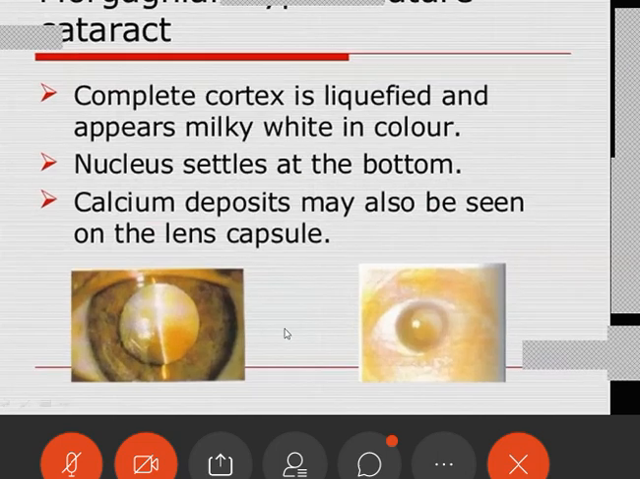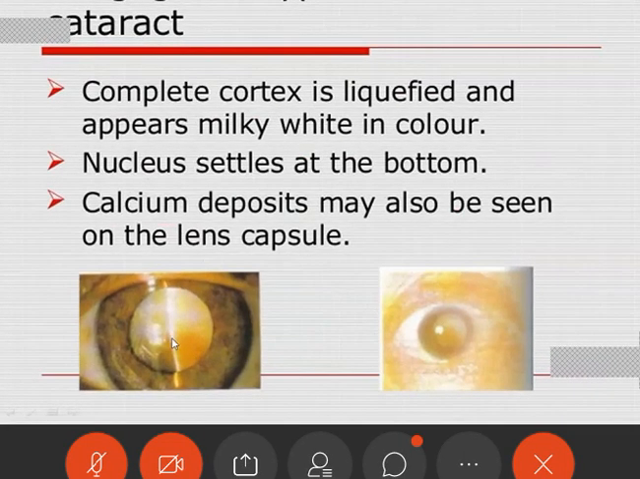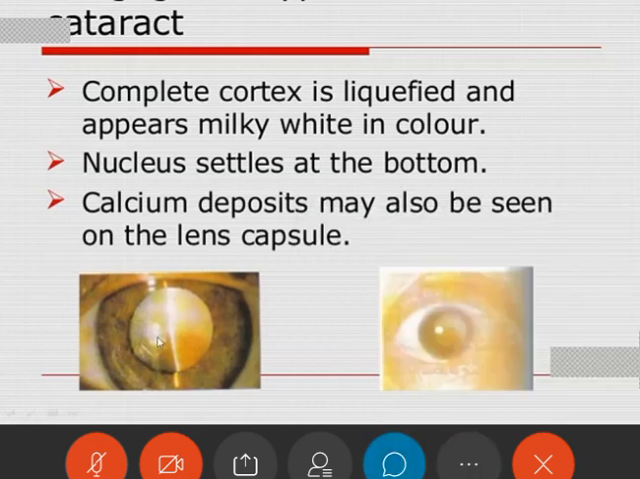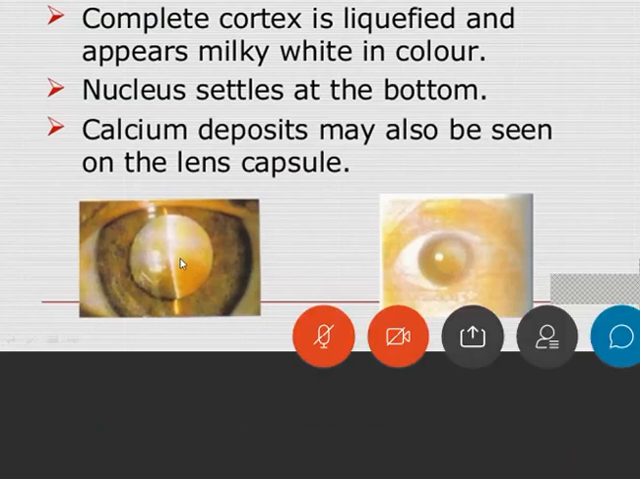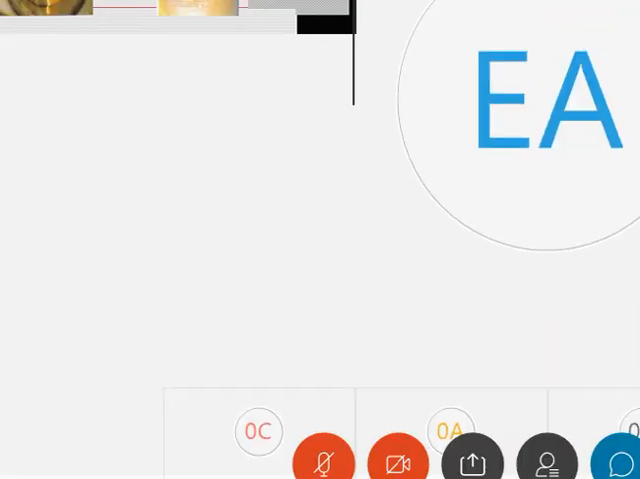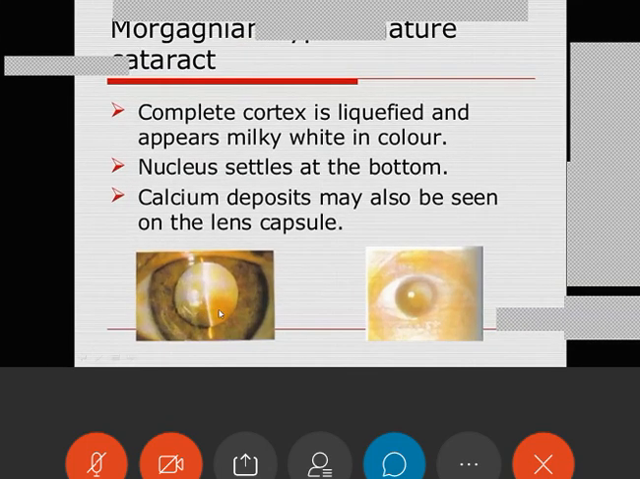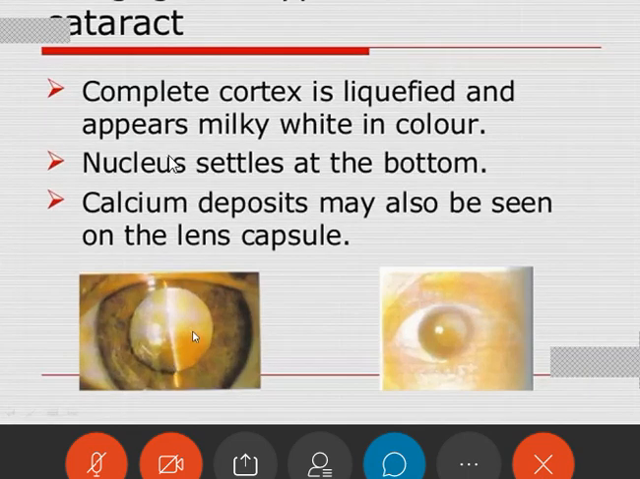And what is happening here is that in the case of the Morgagnian cataract, this is the pupil, and this is occupied by the pearly white appearance, and this is the capsular bag. The pearly white appearance of the pupil is due to the capsular bag being occupied with the liquefied cortex, and at the bottom of the capsular bag there is a hard substance. This is nothing but the nucleus. So the cortex is liquefied and the nucleus is separated from the cortex and settles down.